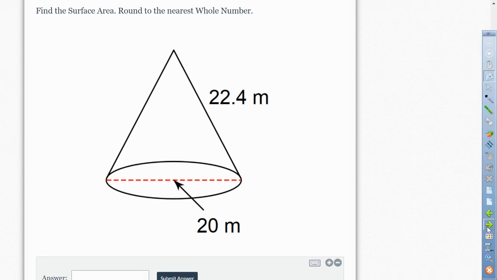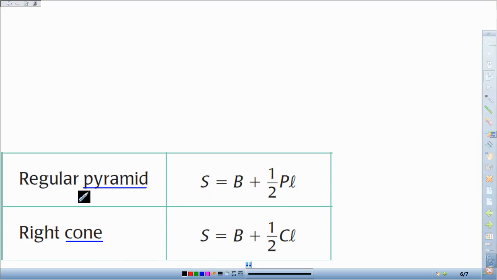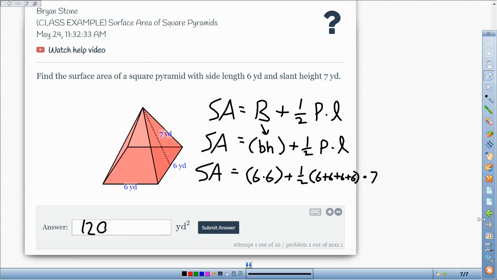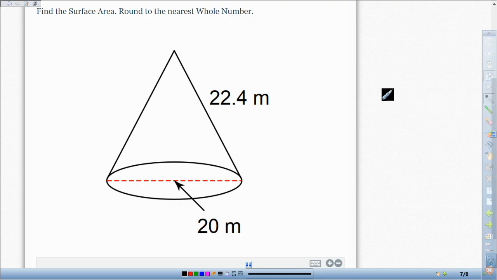Quick reminder, to find the surface area of a cone, it's the same formula as the surface area of a pyramid. The only difference is that instead of perimeter, it's circumference because it has a circular base. So let's write out that formula. Surface area equals capital B, area of the base, plus 1/2 of the circumference times the slant height. My first thought is, I hope they're giving me the slant height. And yeah, they are. So everything is given to us here.